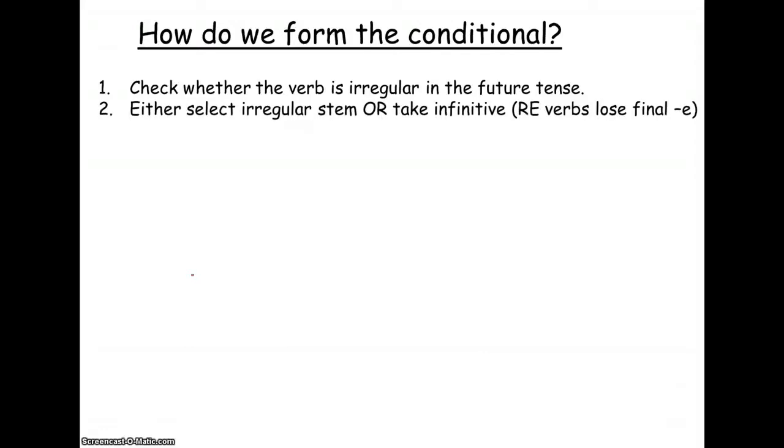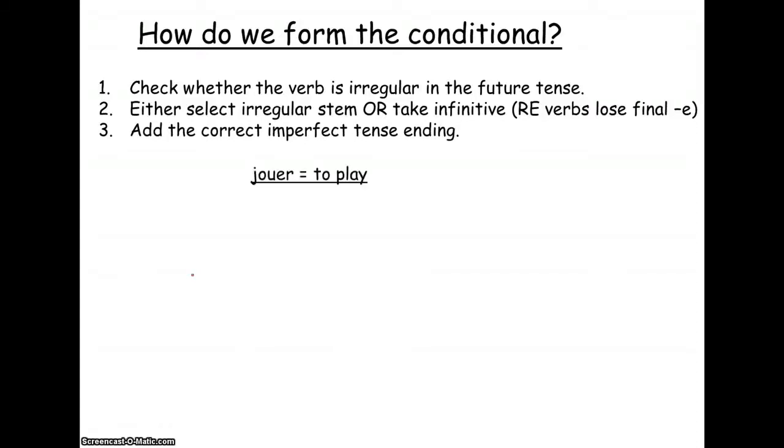Then once we've checked that, if it is irregular, we will take that irregular stem, or if it's not irregular, if it works normally, we take the infinitive, just like we do with the future tense. And just like the future tense, the RE verbs lose their final E. We take the final E off. So all our stems, again, will be ending in the letter R. If you have a stem that doesn't end in the letter R, you are wrong. So it's just the same as the future up to that point, and then we add the correct imperfect tense ending. So remind ourselves of those.